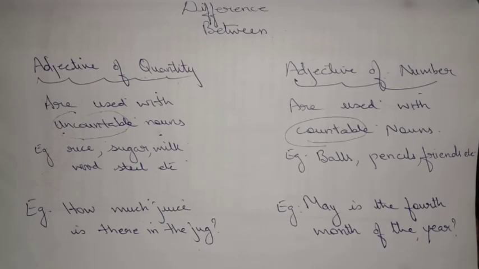So just see the difference between the adjective of quantity and adjective of number. Adjectives of quantity are used with uncountable nouns. Okay, and adjectives of number are used with countable nouns. Nouns which you can count. For example, balls, pens, pencils, friends. Can you count rice? No. Can you count sugar? No. Can you count milk? No. So the adjective of quantity is used with uncountable nouns and adjective of number is used with countable nouns.